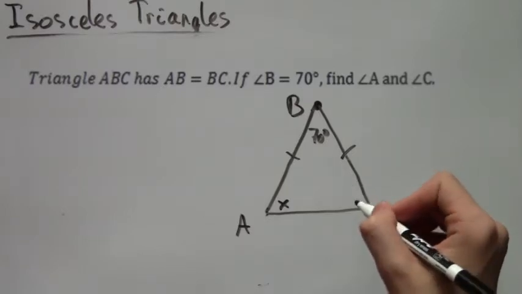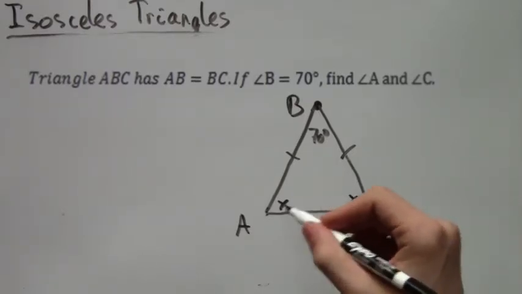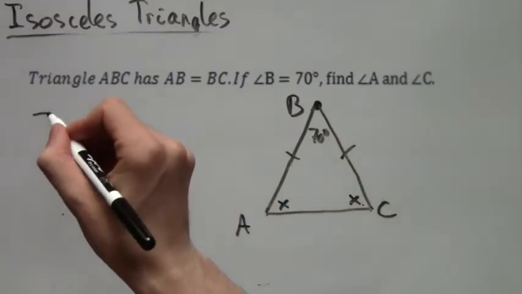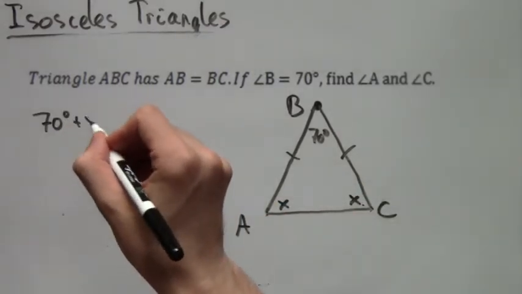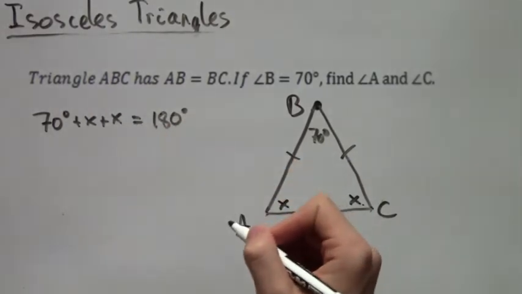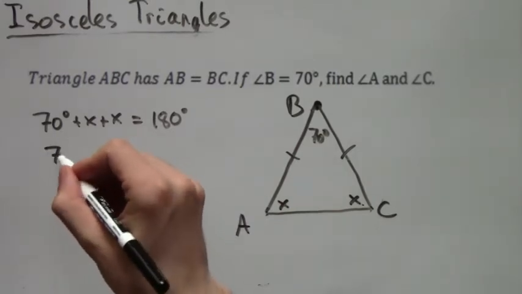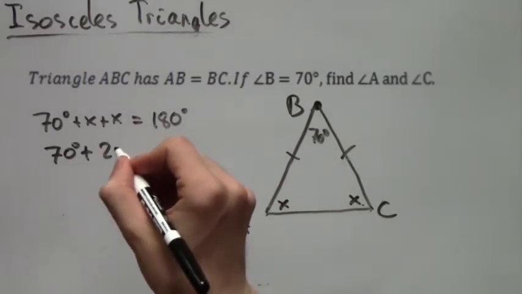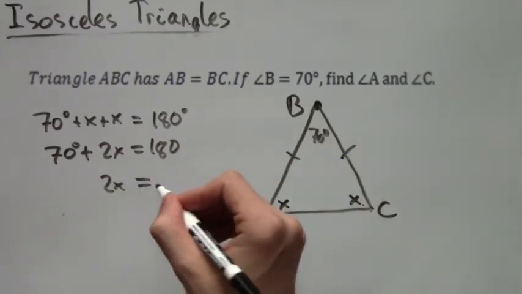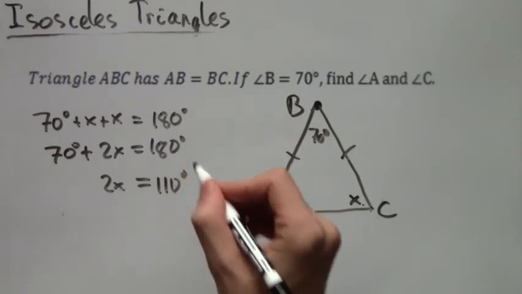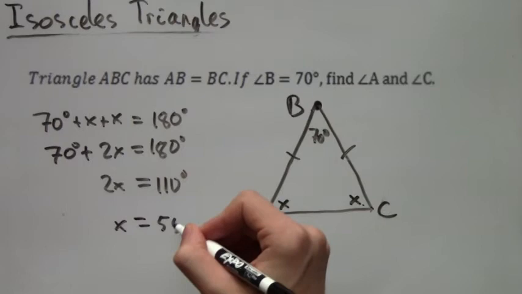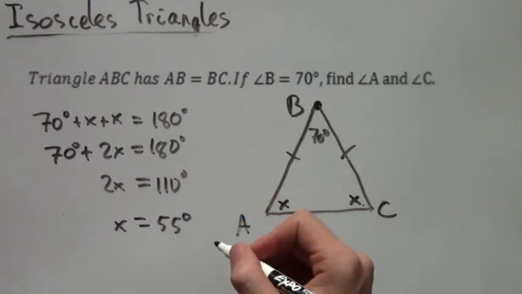Once again, the fact that the base angles are equal helps us, because when we label angle A as x, we can also label angle C as x. And again, the sum of the angles is 180 degrees, and in this case we have 70 plus 2x is 180. And this only has this one variable x, so we can just solve for it. We get 2x equals 110, and then we divide by 2 on both sides and get x equals 55. So now we know that angles A and angle C are both equal to 55 degrees.